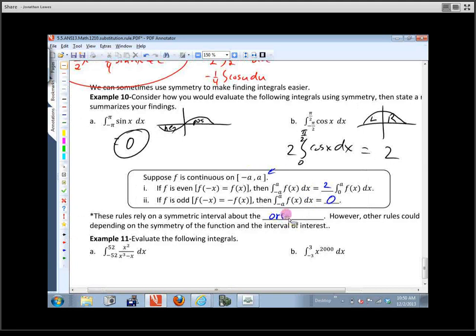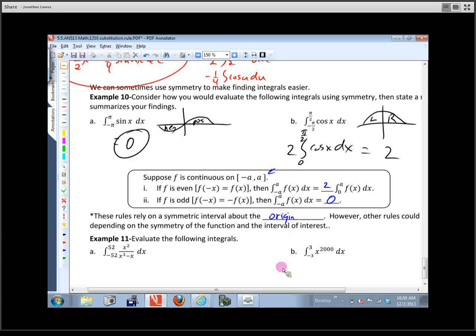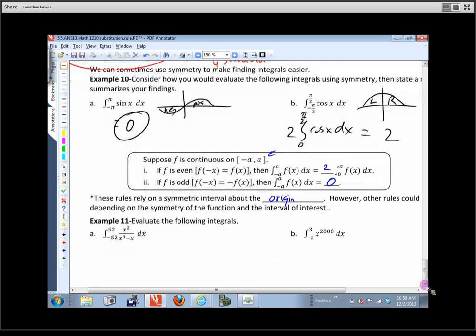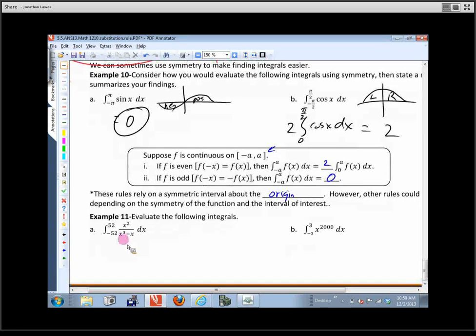But again, these rules for symmetry, this box right here, depend on it being symmetric about the origin. So that interval has got to be symmetric about the origin. There are some other rules for symmetry that could apply, but let's take a look at this right here. This is symmetric about the origin. So if we knew that this was an odd or an even function, we might be able to make it easy. What is it?